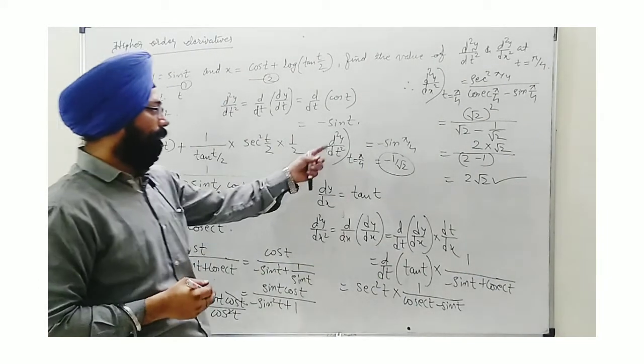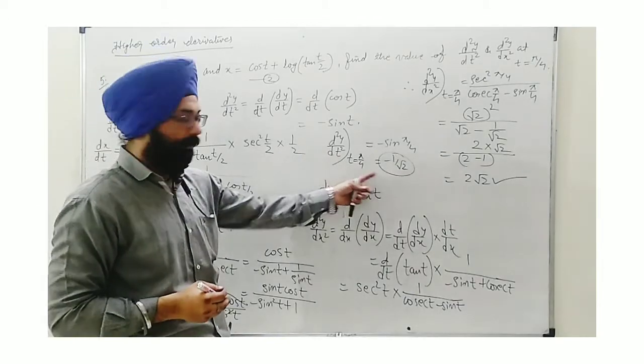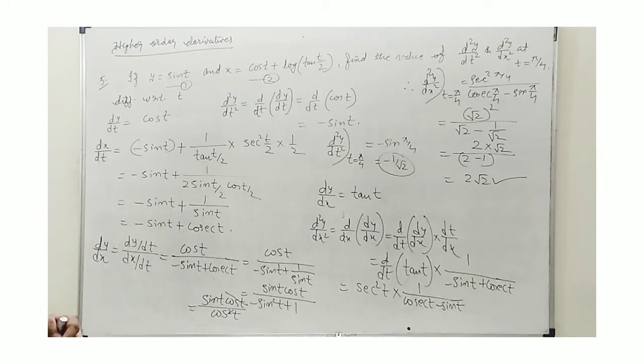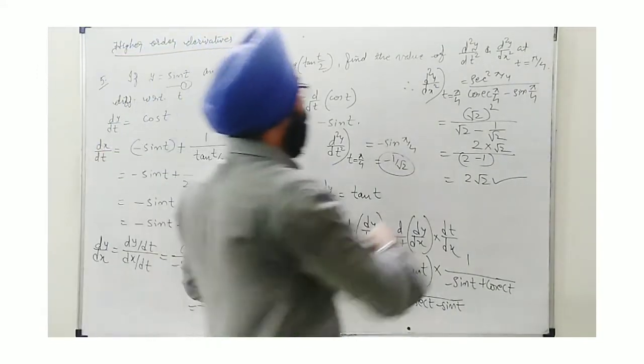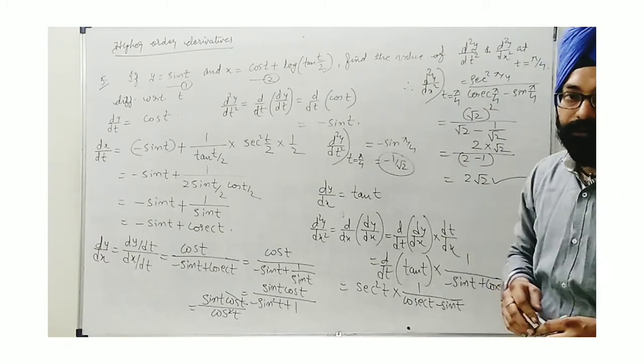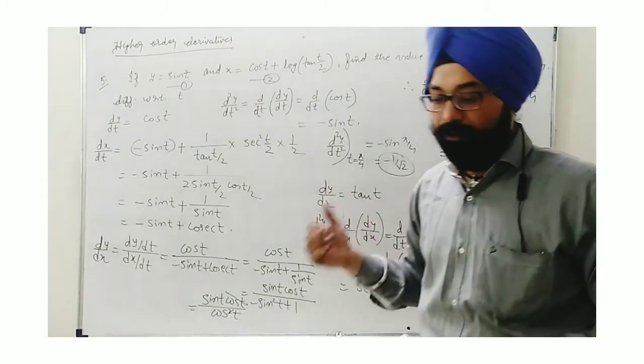And here the value of d square y by dt square for the same is minus 1 by root 2. So I hope this pattern of question you have understood, and this is just to be careful of. Okay, I hope you have understood. We'll take one more question to see that.